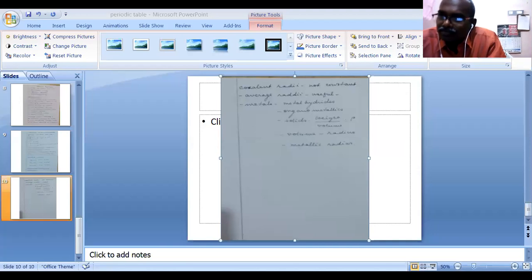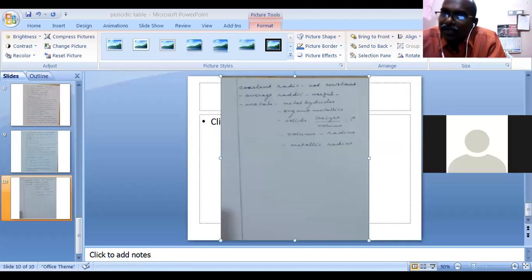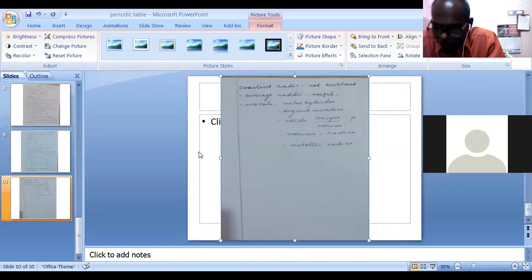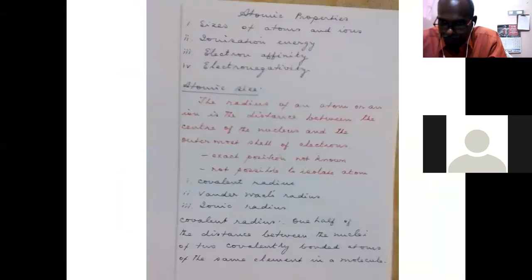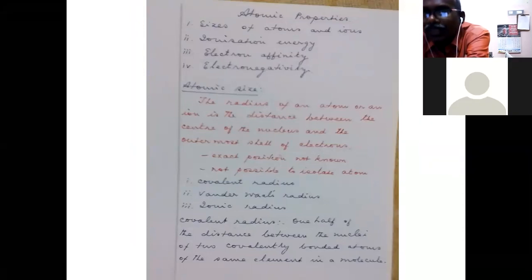Okay, listen. I like to revise everything again so that you can understand better. So these are the four atomic properties: the sizes of atoms and ions, ionization energy, electron affinity, and electronegativity.